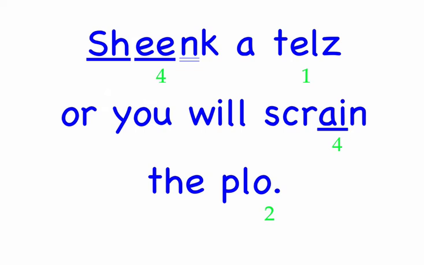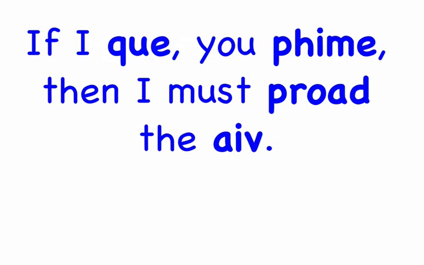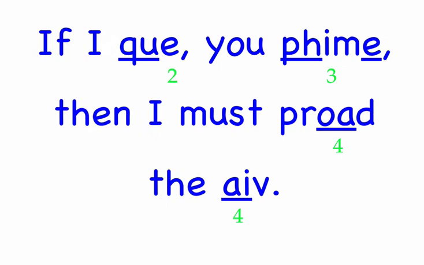Why is N representing its second sound here? Because it's followed by the sound K. So whenever you have N in a word followed by the sound K, N will represent its second sound and you double underline it. Sentence 5. Mark the words in bold. If I Quete, you phime, then I must prode the ave.